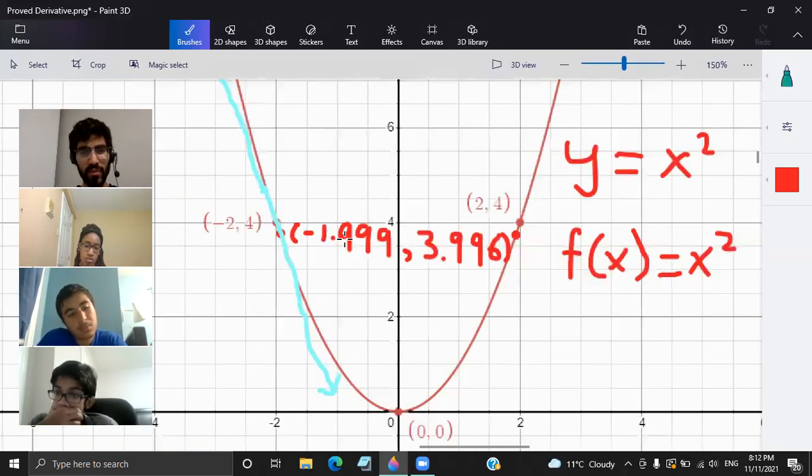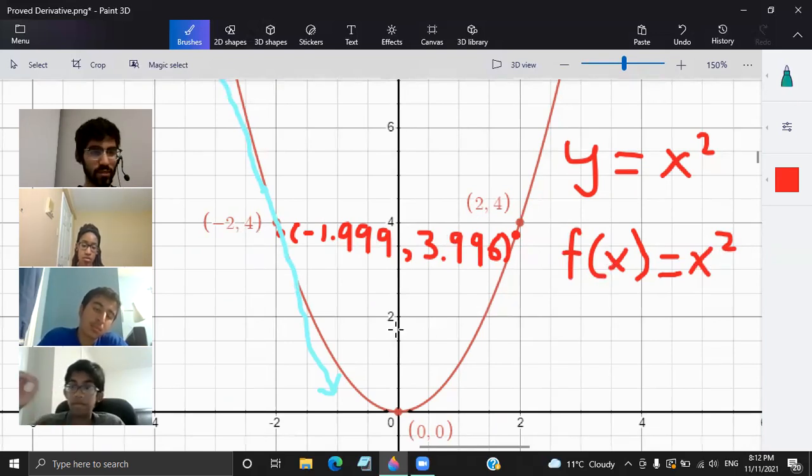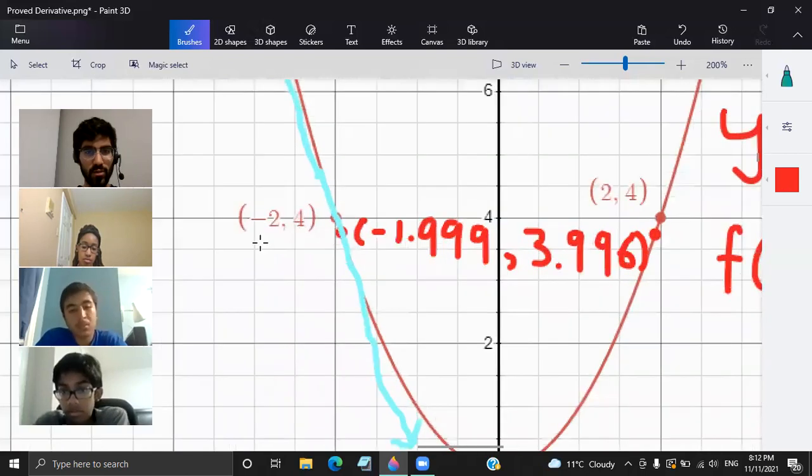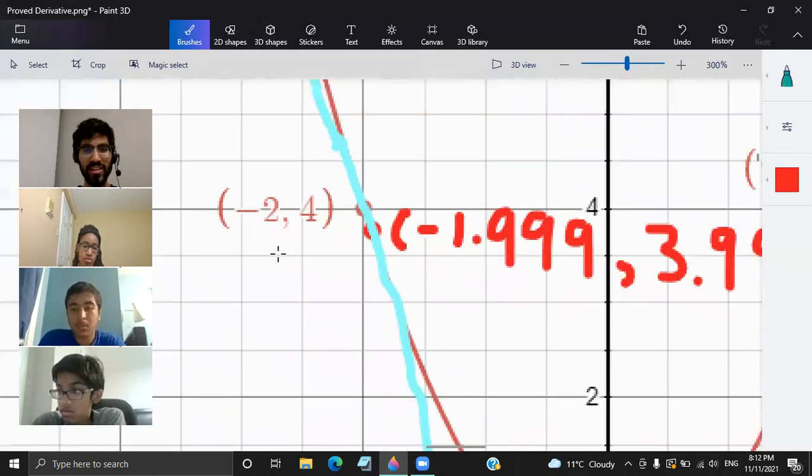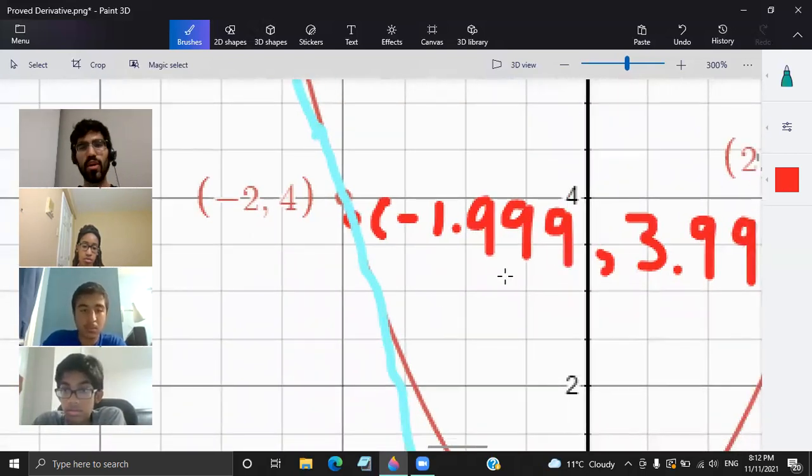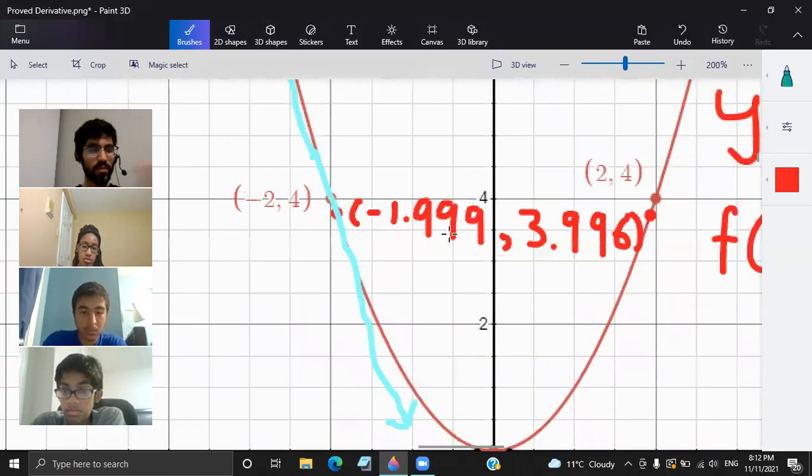Remember what we do? We always take the x value and plug it into the function. If we set x equal to -1.999 and square it, you will get 3.996. So that's what we're doing here. We're taking this first point and getting a second point that is roughly equal to the first point. Everyone following? Any questions so far?